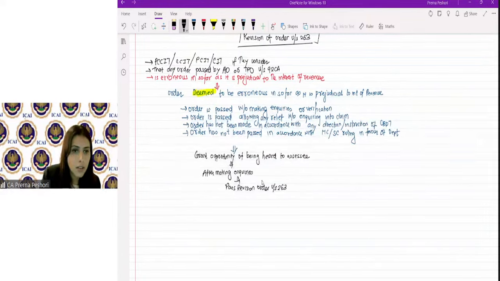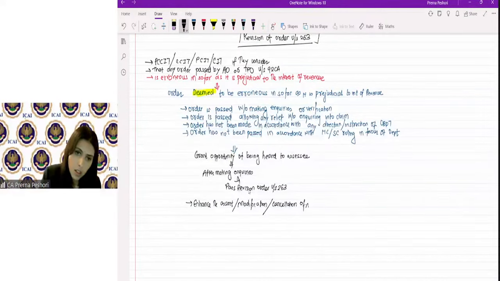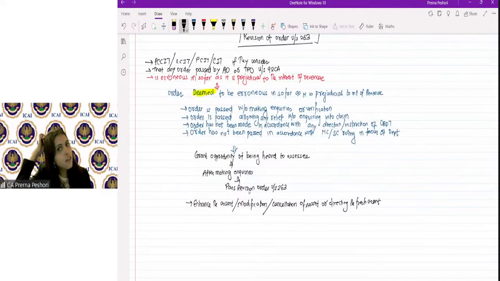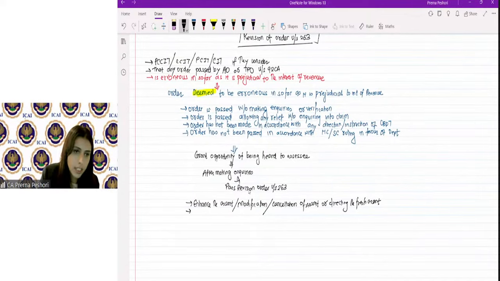Okay, now this order can enhance the assessment. This can result in enhancement of the assessment, or modification of assessment, or cancellation of assessment, or directing the fresh assessment. So it can result in cancellation of the assessment or modification of assessment or enhancing the assessment and directing the fresh assessment.